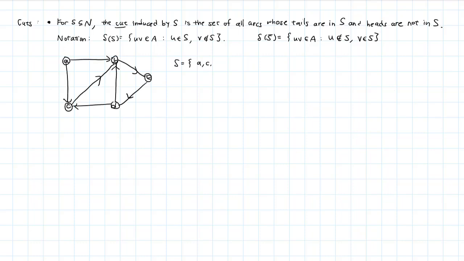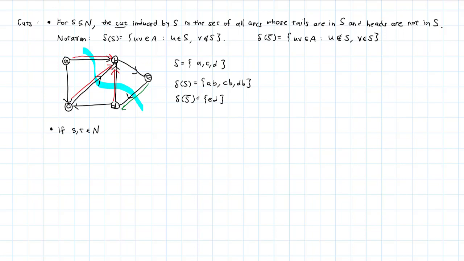In this example, suppose S is equal to {A, C, D}. The blue line puts A, C, and D on one side and B and E on the other side. There seem to be 4 arcs that cross this cut, but only 3 of them are in delta of S. Those are AB, CB, and DB. These are the arcs that go out of S. There is one arc that goes into S, that is ED, so that is in delta of S bar. If we have 2 nodes s and t where s is in S and t is not in S, then delta of S is an st cut.